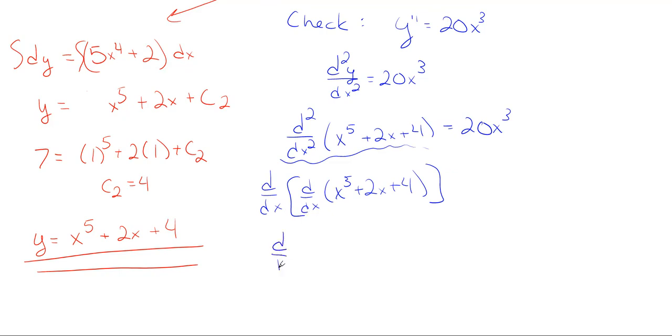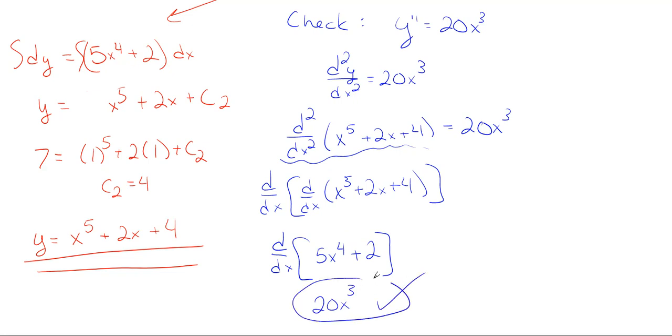The first one: x to the 5th becomes 5x to the 4th plus 2, and then, of course, the 4 goes to 0. You take another derivative of this, and for 5x to the 4th, 4 times 5 gives me 20. Lower that power by 1, x cubed, and then 2 goes to 0. So this left side does boil down to what the right side was. If it doesn't come out to be the same, then you've done something wrong somewhere. But that check worked out, so we know that we have our correct answer, which is right here.